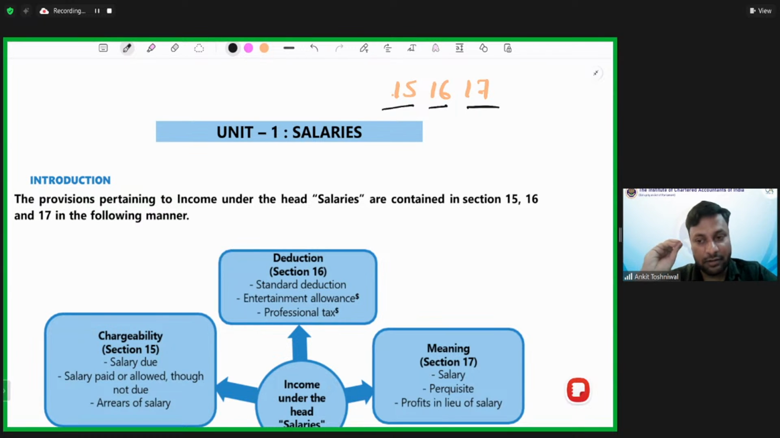We will discuss it again later. Don't worry. So till now you are getting my point. Understood? Correct? Okay. Now, in this head, we will study three major sections: section 15, section 16 and section 17. Section 15 is the basis of charge.